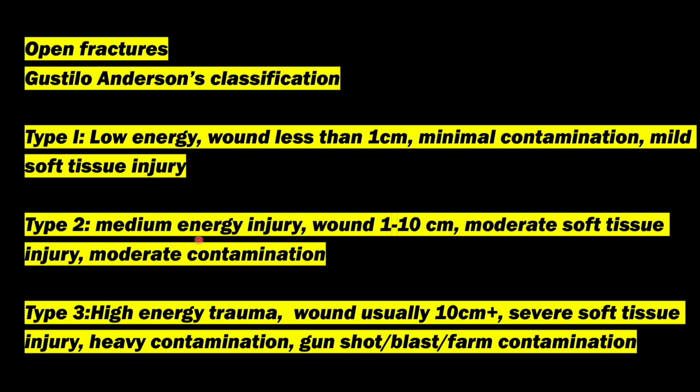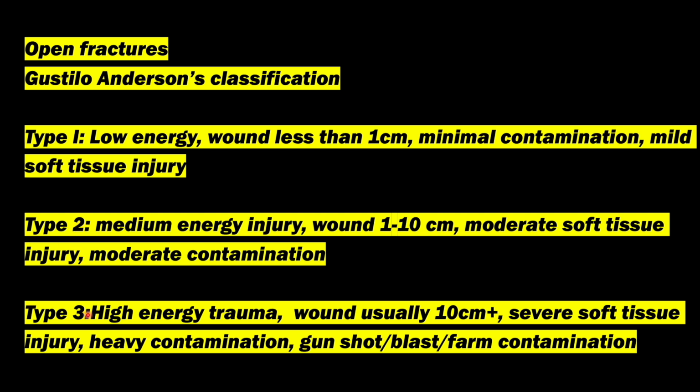Always you need to see which component has higher severity. That means suppose the wound is less than 1 centimeter but the soft tissue injury is a moderate one, then also the fracture will be classified as open type 2, because we have to consider that particular parameter which has higher severity. And suppose there is moderate contamination but again the wound is small and the fracture energy is low, then also it will be called type 2.